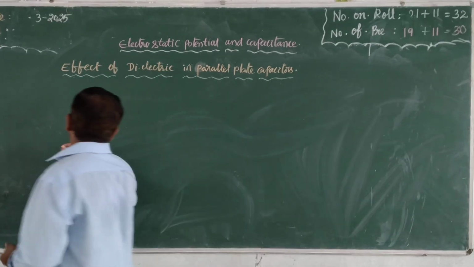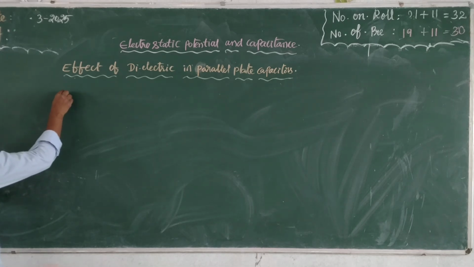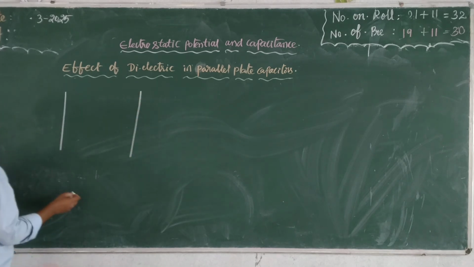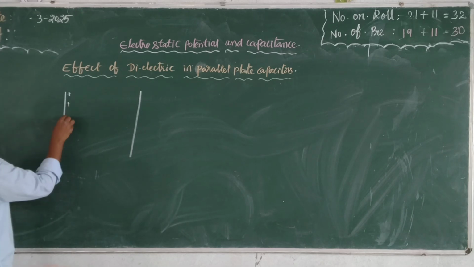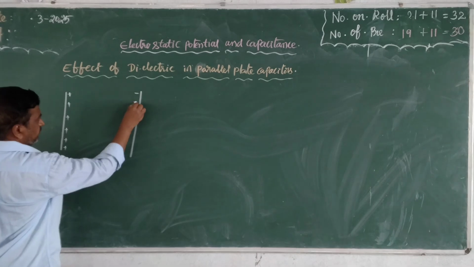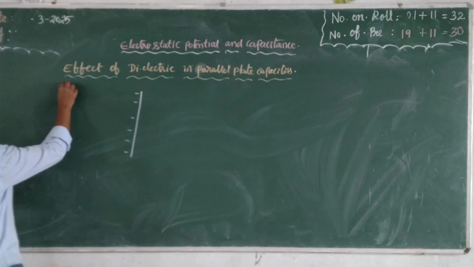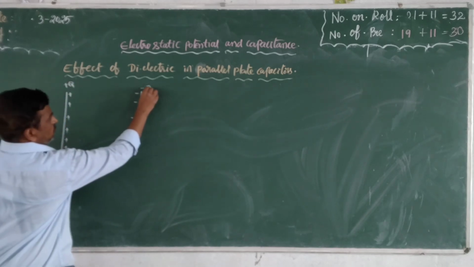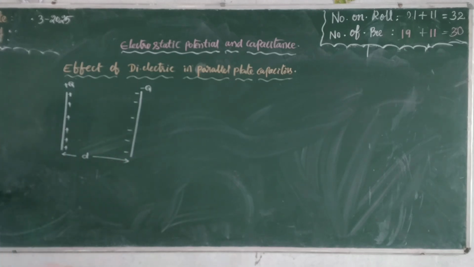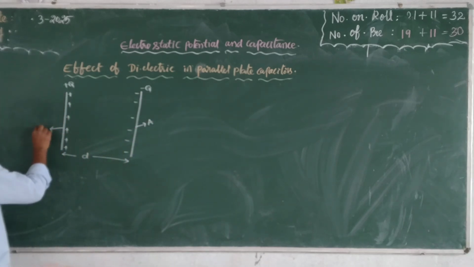See, we discuss the effect of a dielectric in a parallel plate capacitor. First, the parallel plates. See here, these are the parallel plates. This plate has positive charge, and here negative charge. It is plus q and minus q. The distance between the plates is d, yes? The area of this plate is A and this plate is also A.